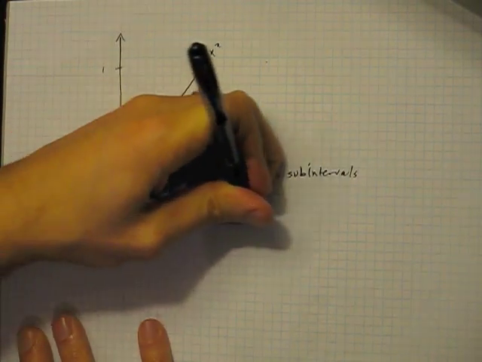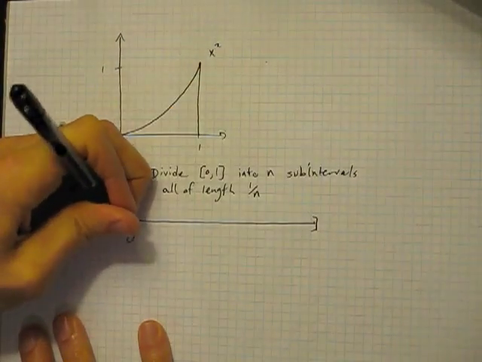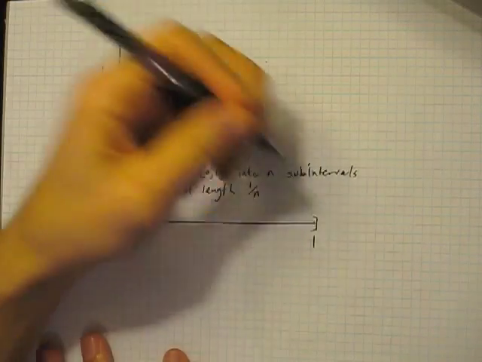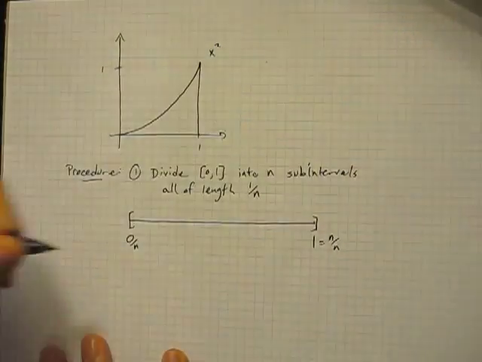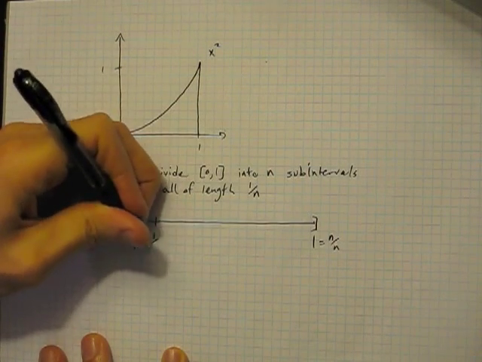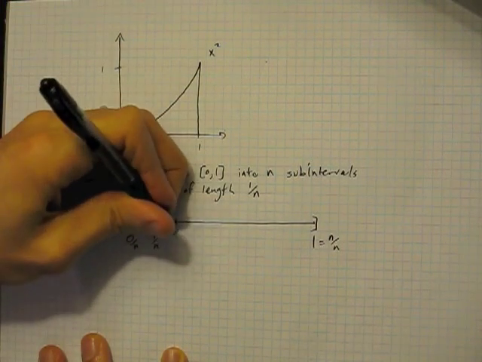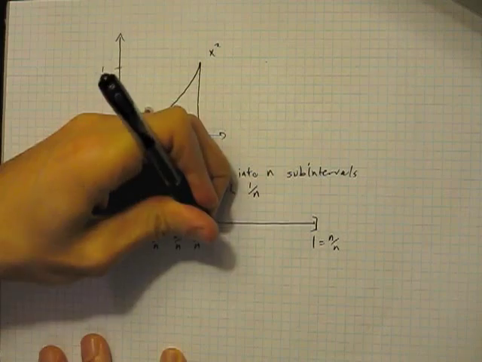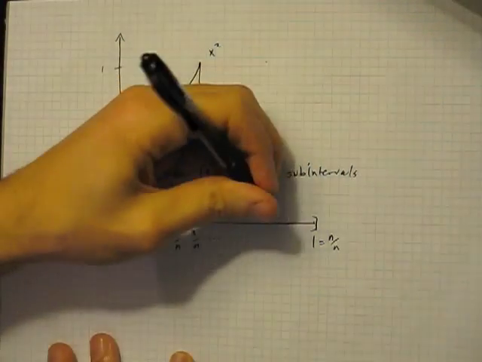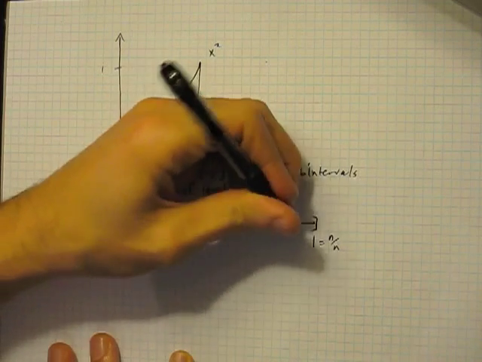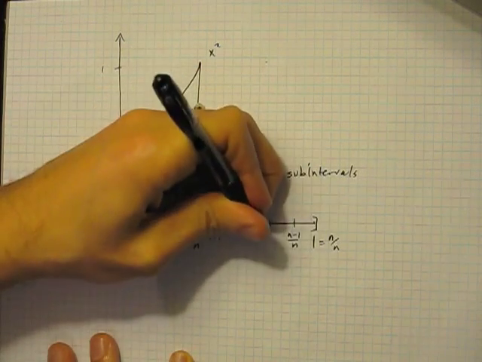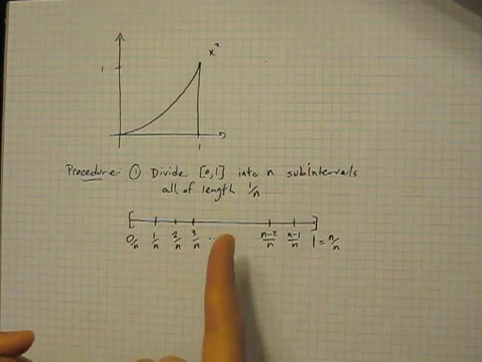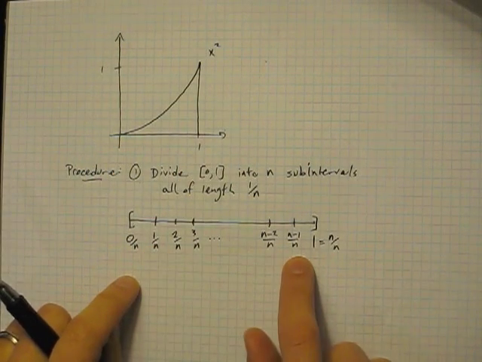Okay. So here's how you do that. So here's 0. We're thinking of this as 0 over n. Here's 1. We're thinking of this as n over n. And then we have 1 over n right here. And then we'll have 2 over n right here. And then we'll have 3 over n. And then we're going to just keep wandering up until we get to, well, let's see, here will be n minus 1 over n. And right here will be n minus 2 over n. So n is the number of chops you want to make here. And this is our way of counting.